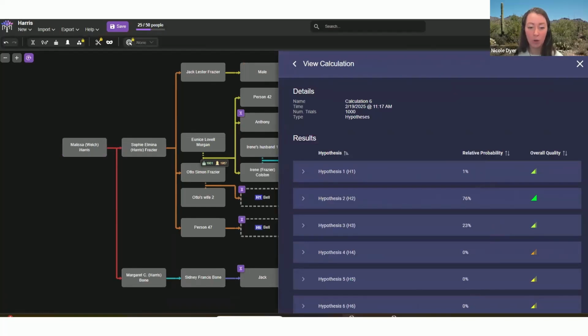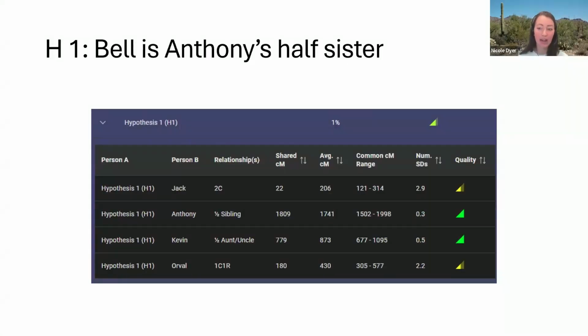And so let's look at each one. Where Belle is Anthony's half sister, this one has only a 1% chance, and that's because of this amount here being a little bit too low, and this amount here being a little bit too low. They're below the range of one standard deviation. So that's why it gets this lower possibility. And so you can see that although I was placing the hypotheses based on Belle being a half sibling, it also takes into account all the relationships with Belle and Jack, Belle and Kevin, and Belle and Orville, because I added the amount of shared DNA between Belle and all these people.